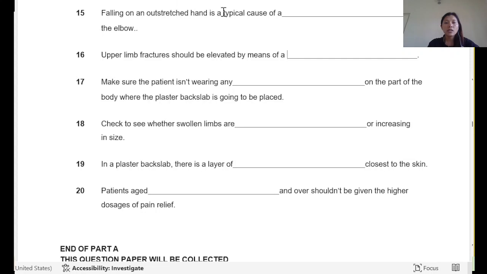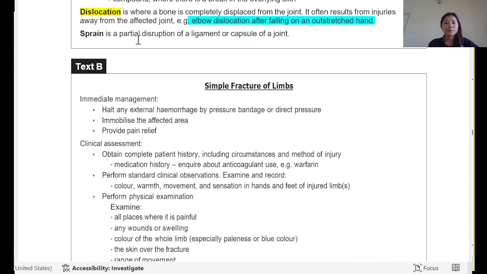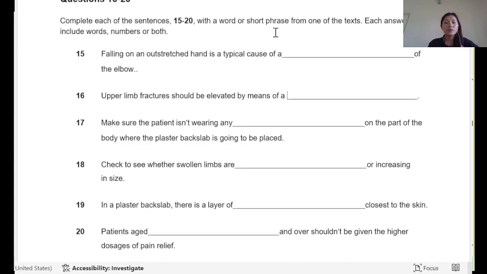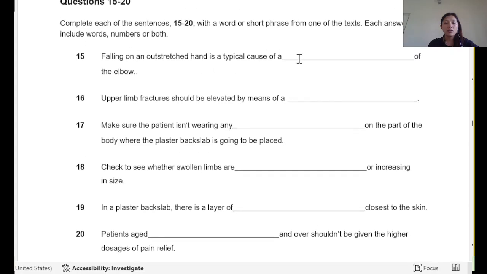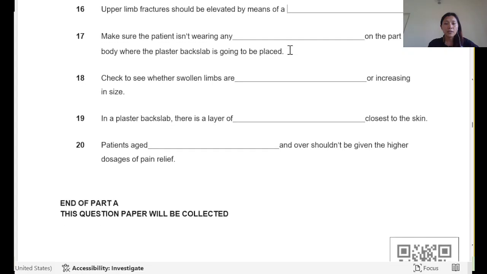Falling on an outstretched hand is a typical cause of a dislocation, right? We have seen this. I told you before, right? Falling on the outstretched hand, dislocation. So you should not write it again, okay? And like this kind of question.